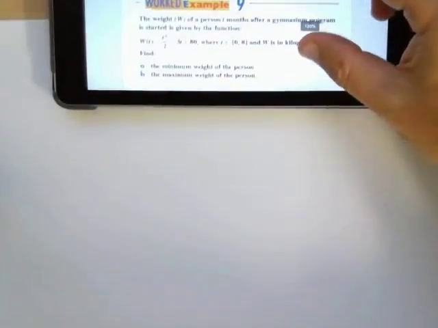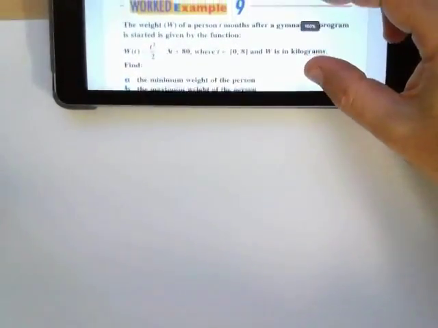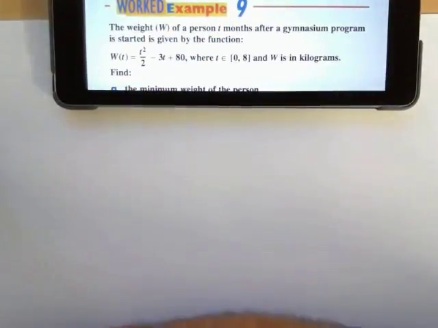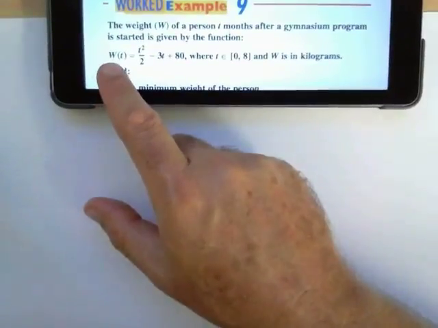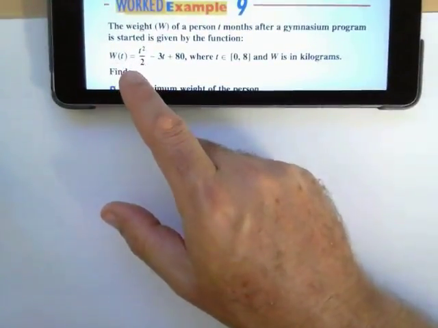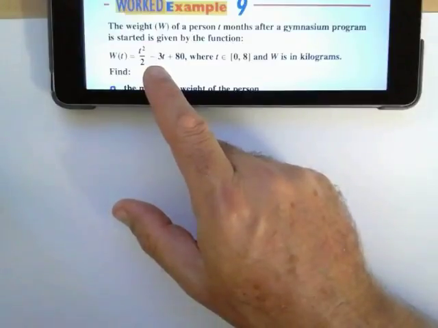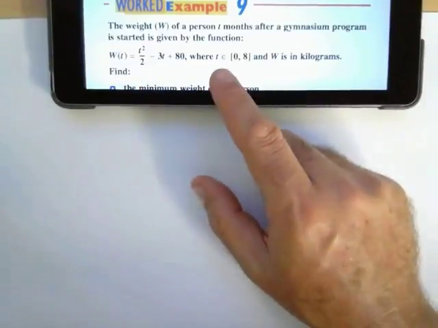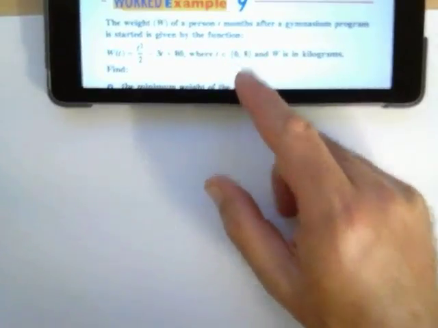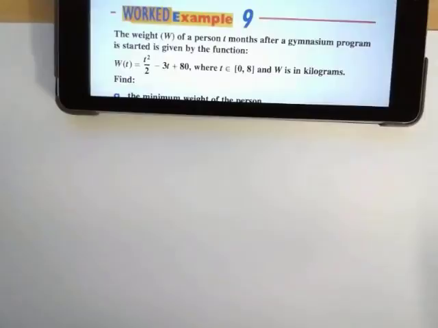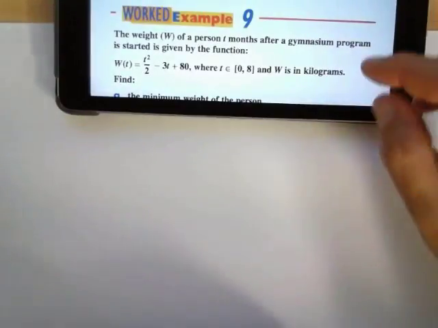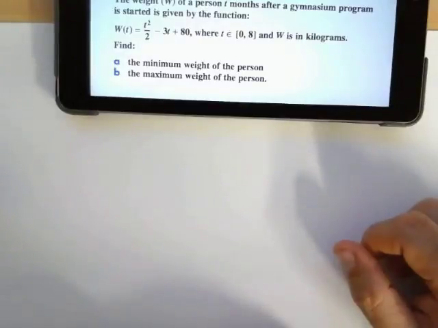Work example 9 gives us the following. The weight of a person T months after the gymnasium program started is given by this function. The weight equals the time he started squared divided by 2 minus 3 times the time after he started plus 80, where time lies between 0 and 8. And the weight is in kilograms. Find the minimum weight of the person and the maximum weight of the person.